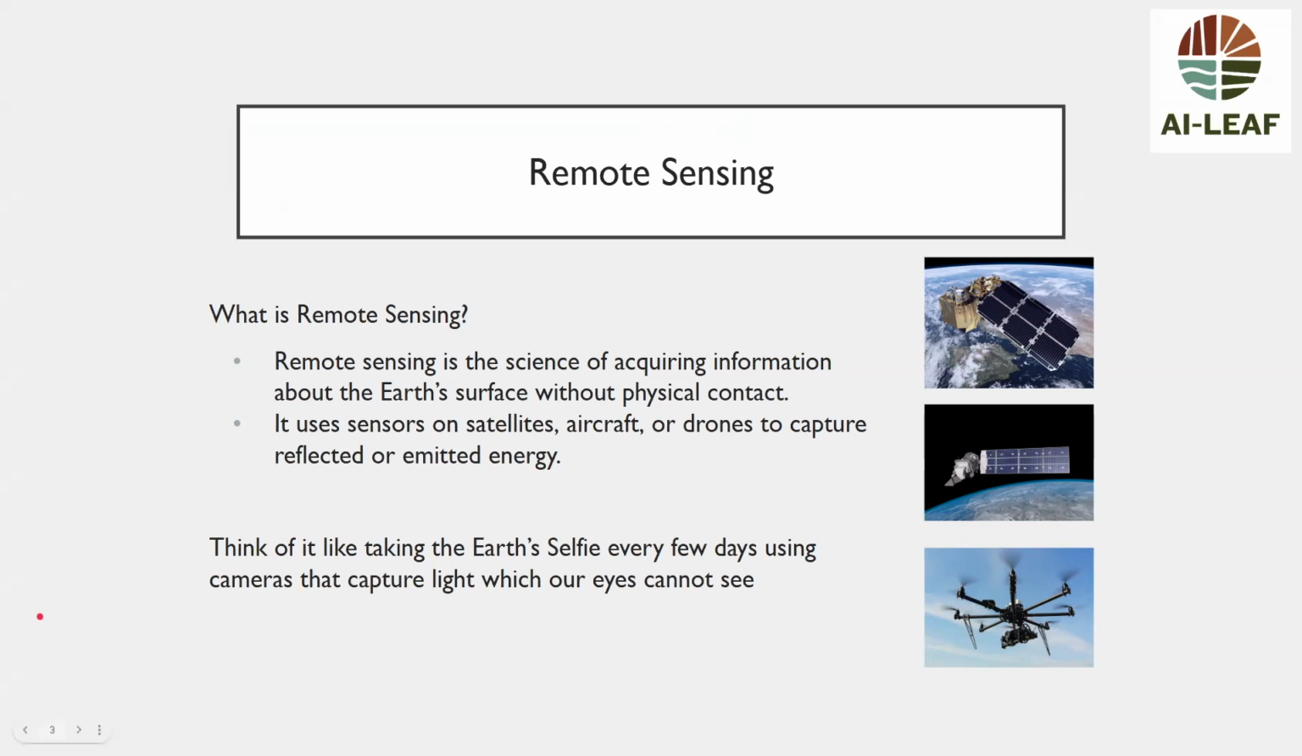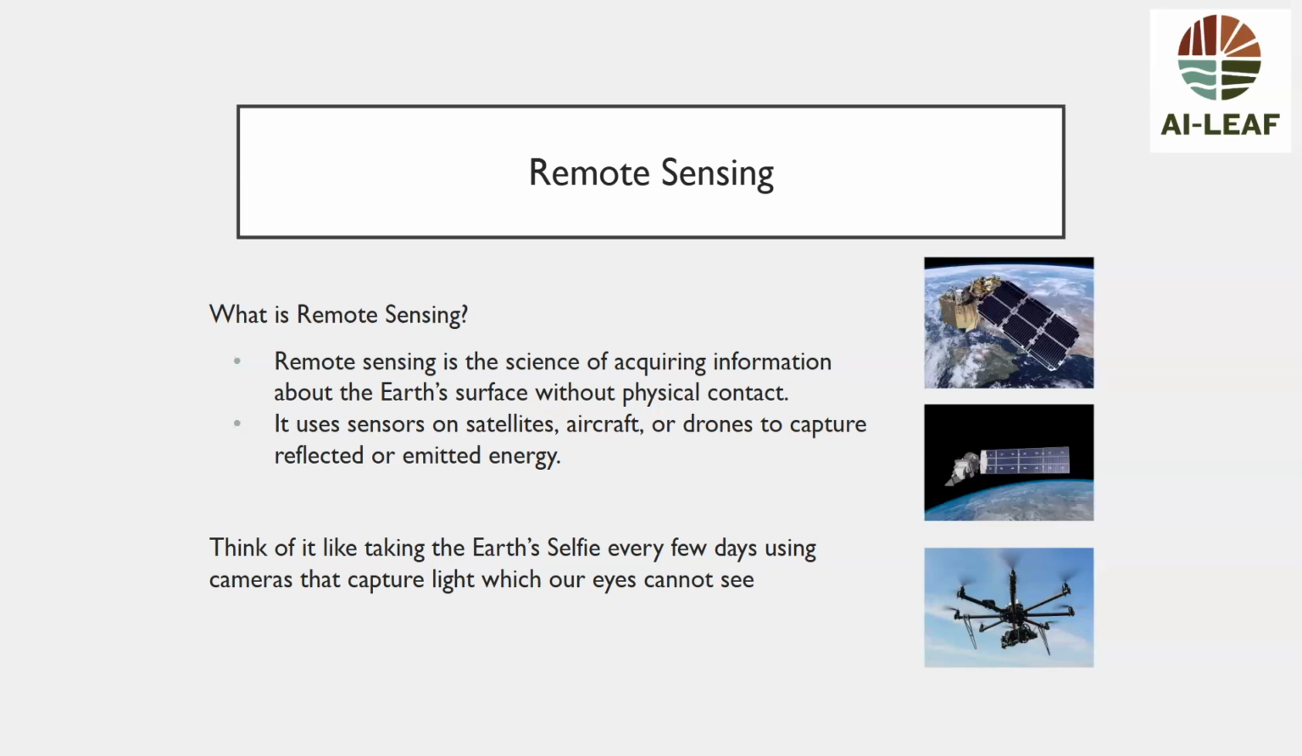And it's not just observing light. It could be observing anything, like the energy coming out from some specific thing or the heat coming out from a specific place or anything like that. You can think of it like taking the Earth selfie every few days using a variety of cameras. And these cameras can see light or things that even the human eyes cannot see. So remote sensing, in my opinion, is a very beautiful thing. It's always amazing for me to see the Earth from the lens that we cannot physically see for ourselves.